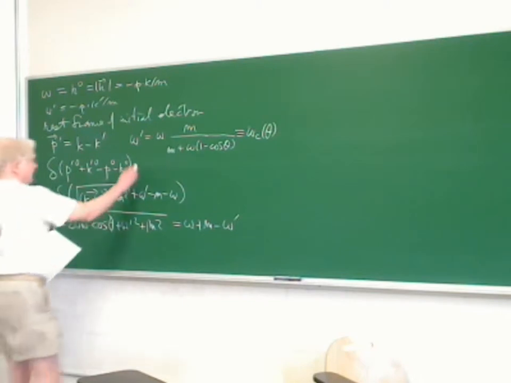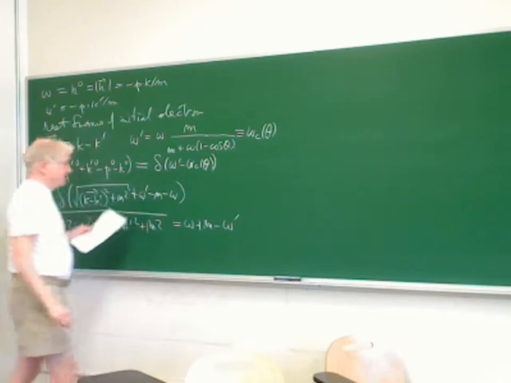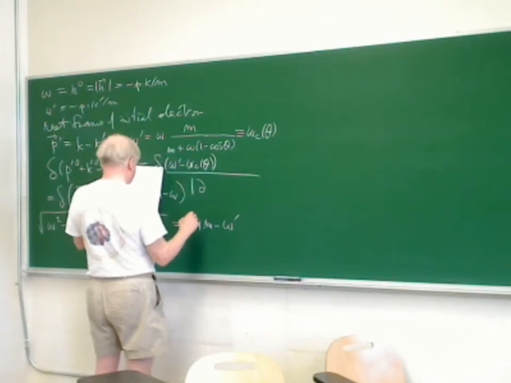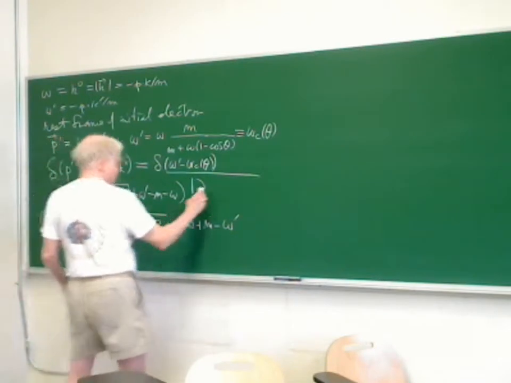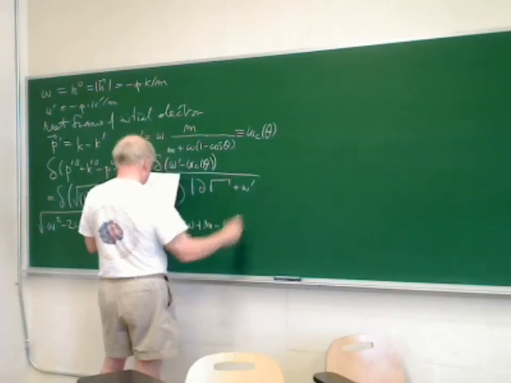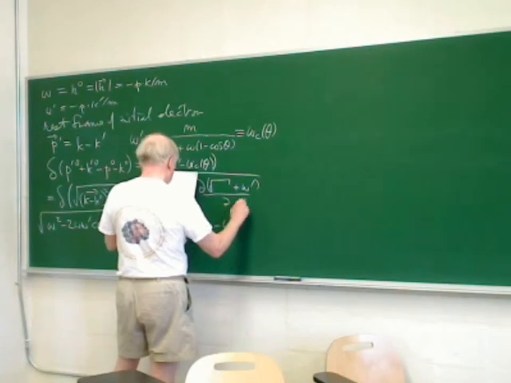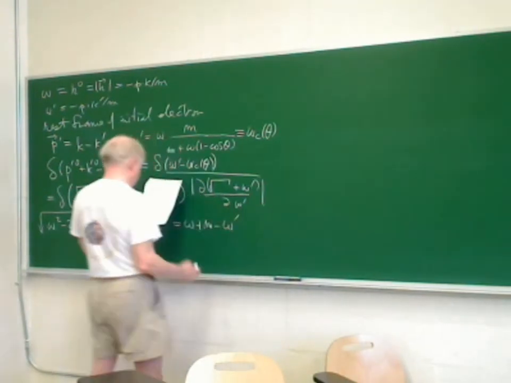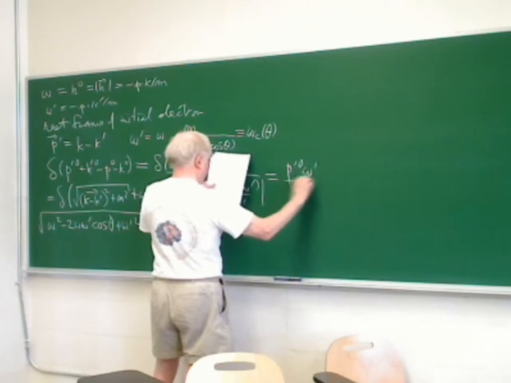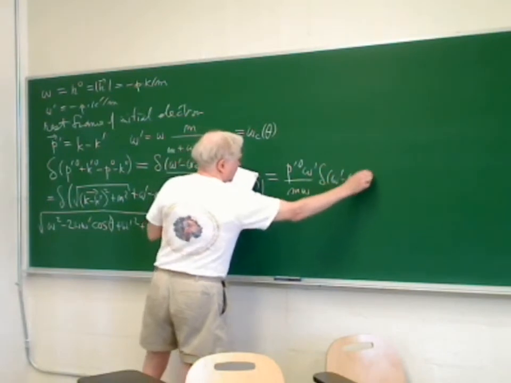Now, this delta function that we have here can be written as delta of omega minus omega Compton of theta, but there's a scale factor, and the scale factor that you divide by is the absolute value of the partial derivative of this big long square root plus omega prime with respect to omega prime. So then the absolute value of that. And if you do the arithmetic, I'm going to skip the detail, you get E prime 0 omega prime over m omega, delta of omega prime minus omega Compton of theta.